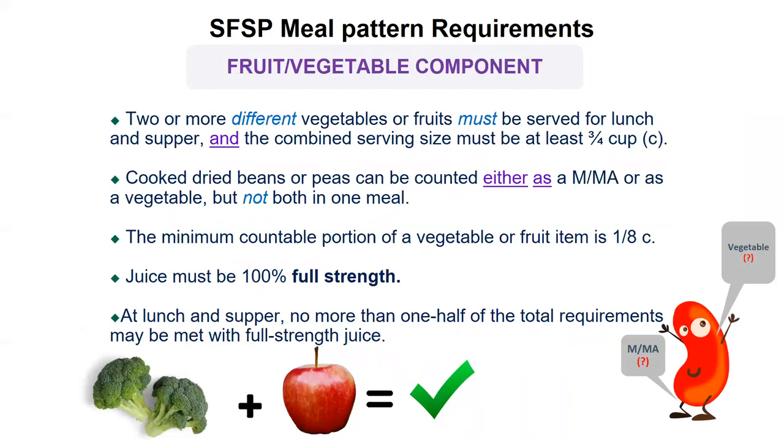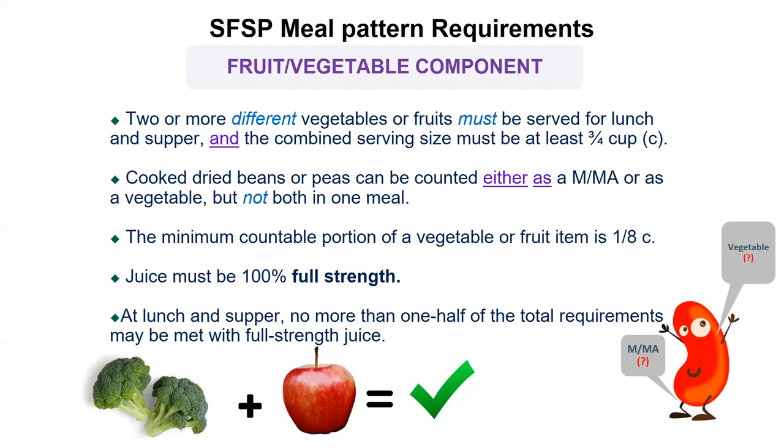Okay, for the fruit vegetable component for lunch and supper, remember that 2 or more different vegetables or fruits must be served for lunch and supper. And the combined serving must be a minimum of 3/4 of a cup. So cooked dried beans or peas can actually be counted as either a meat alternate or as a vegetable. But the same thing applies here, like with national school lunch and school breakfast. You cannot allow the beans or peas on the menu to credit as both a vegetable and a meat alternate. The menu planner has to decide in advance, is this going to represent the meat alternate for this lunch or supper, or are these beans or peas going to represent the vegetable requirement? So you have to go either way, not both.